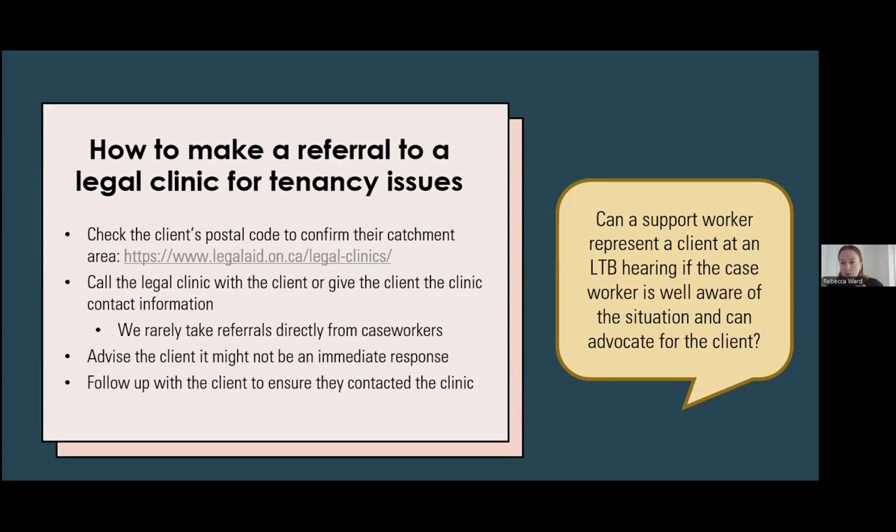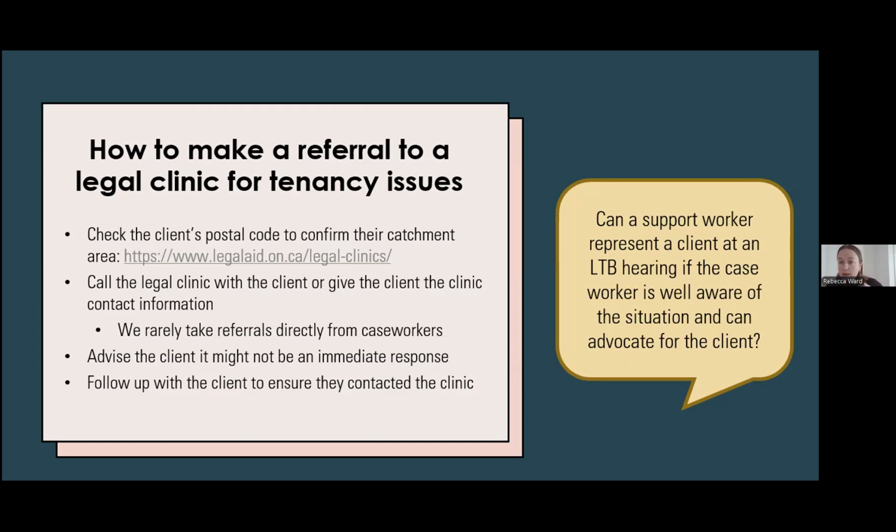You can then either call the clinic with your client, if the client would prefer that, or just give them the contact information. It's super rare that we would take a referral only from a caseworker, unless the caseworker has really detailed information from the tenant about what's going on, any relevant documents, and of course, consent from the tenant to share all of that information with us. We find it's typically much easier and much more straightforward if we can just speak directly to the tenant.